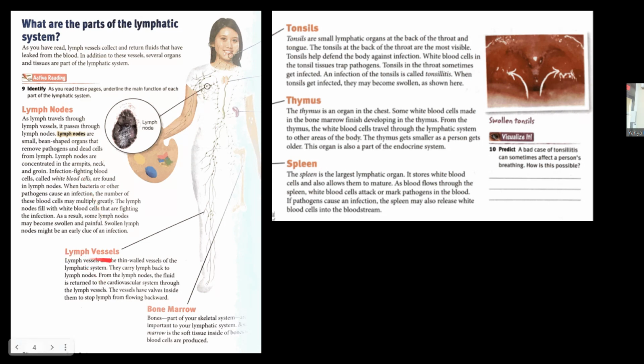There's all kinds of lymph vessels. Just like in the cardiovascular system, we have arteries and veins, these different kinds of blood vessels, the lymph also has lymph vessels that carry the fluid throughout the body.